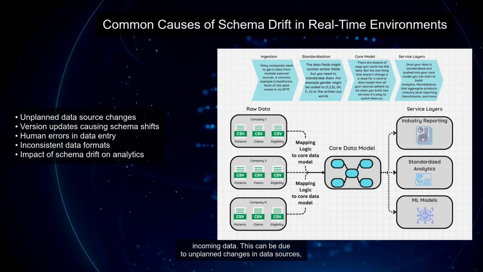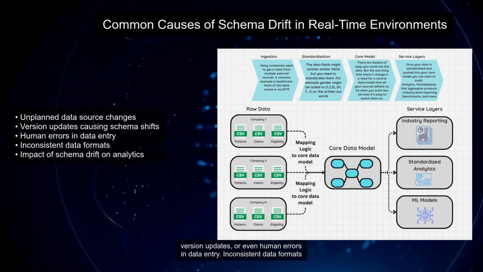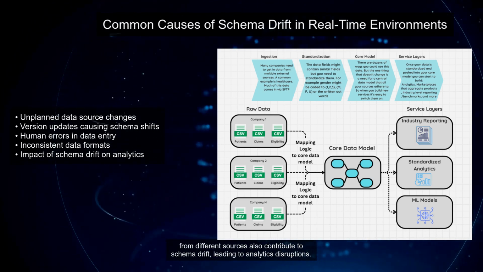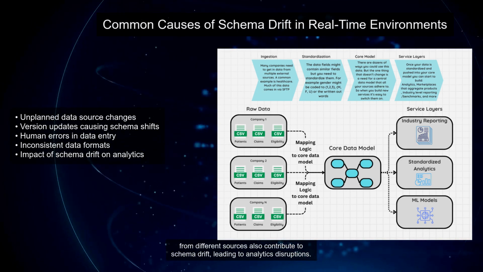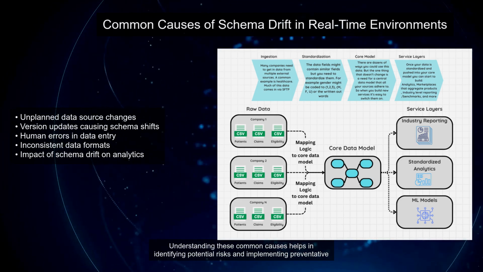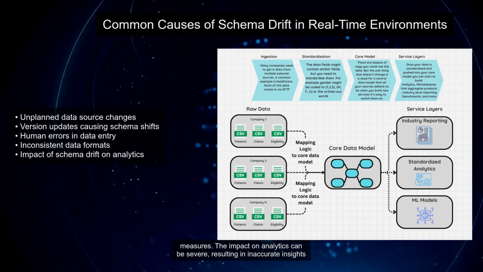This can be due to unplanned changes in data sources, version updates, or even human errors in data entry. Inconsistent data formats from different sources also contribute to schema drift, leading to analytics disruptions. Understanding these common causes helps in identifying potential risks and implementing preventative measures.